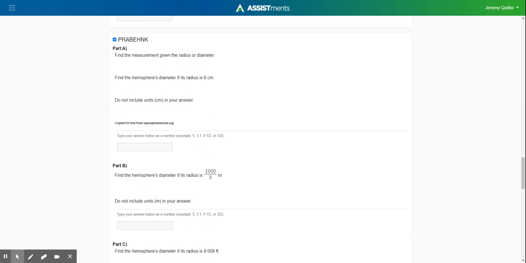On the next question, we'd find the measurement given the radius or the diameter. We are looking again here at a hemisphere. So please keep in mind that a hemisphere is half of a sphere.